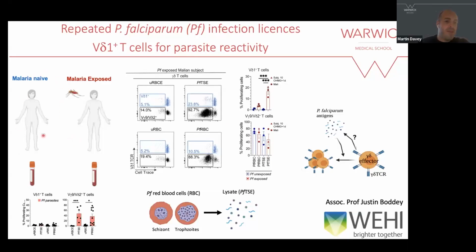So we took PBMCs from malaria naive individuals and also blood from malaria exposed individuals, so repetitively exposed. So this included CHMI donors and also individuals from Mali, where there's endemic exposure. And so we did some healthy donor analysis initially, which was in bulk PBMC. So we were able to see V delta 1 responses and V delta 2 responses from the same individual at the same time.